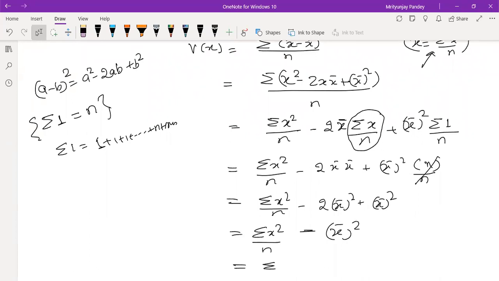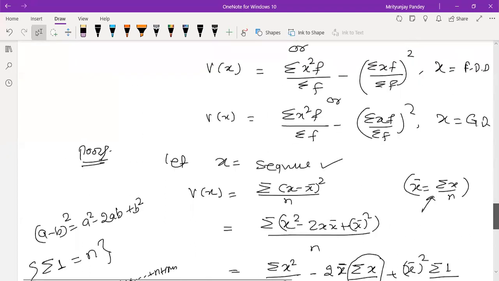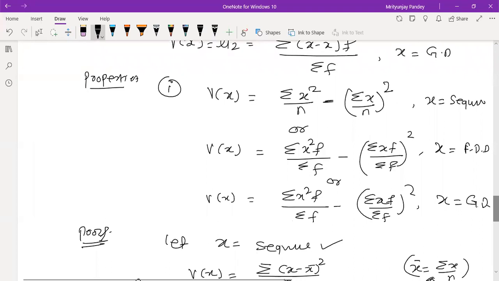So finally the answer is x square upon n, and once again replace the value of x bar. What is the formula of x bar? That is summation of x by n, complete whole square. So this is the property of variance and its proof. The properties I wrote at the start, you can see here. Out of these, I proved the first property. You can prove the others in parallel, too. I proved the first one.